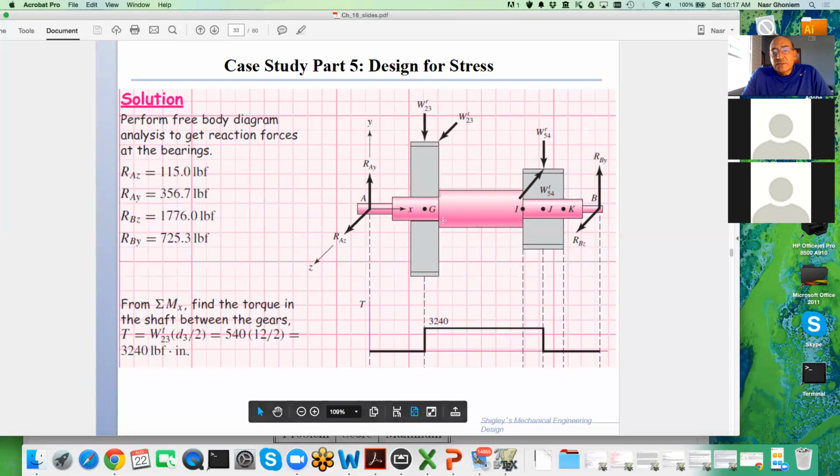And then since there's no forces acting between G and J, the torque remains constant. And at J, we have a torque that is opposite and equal in magnitude, and then it goes to zero, because that's kind of equilibrium. So this is a torque diagram.